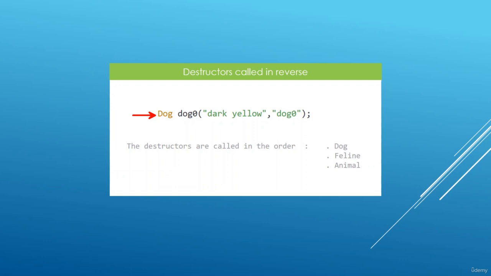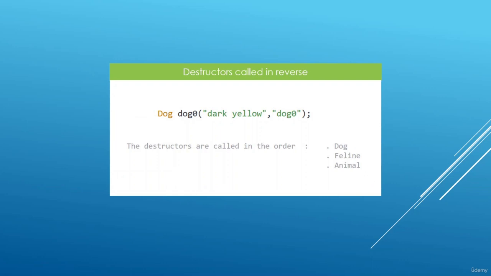We have seen this before. The destructors are going to be called from the specialized to the most base implementation of the destructor. So the destructor for dog will be called first, then we will call the destructor for feline, then we will call the destructor for animal.